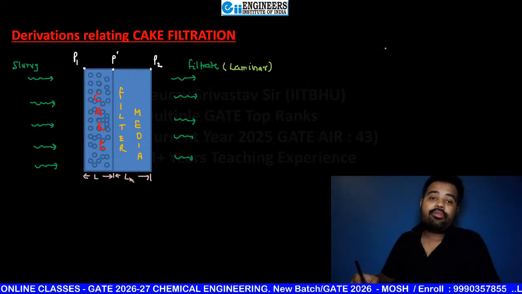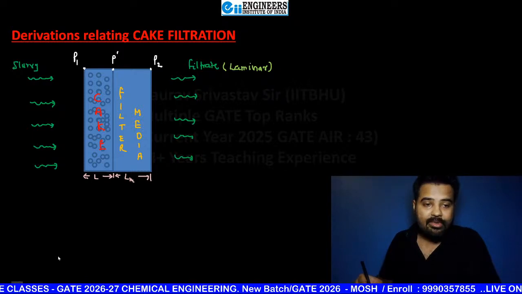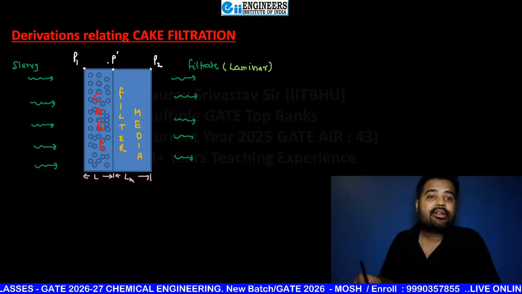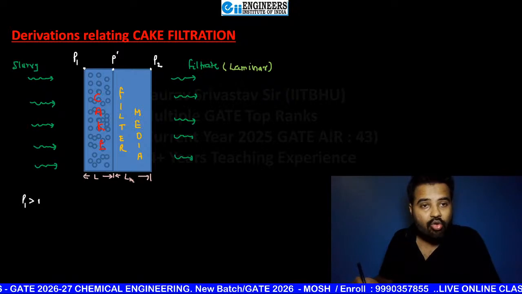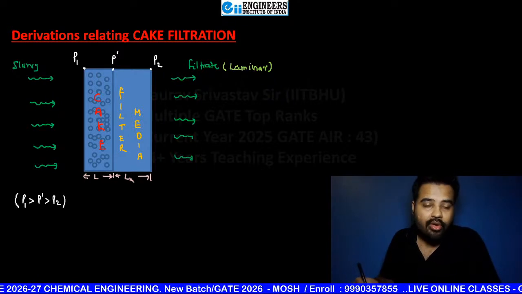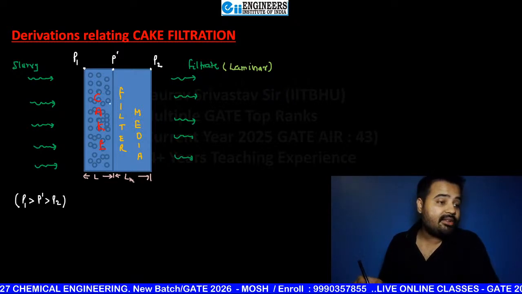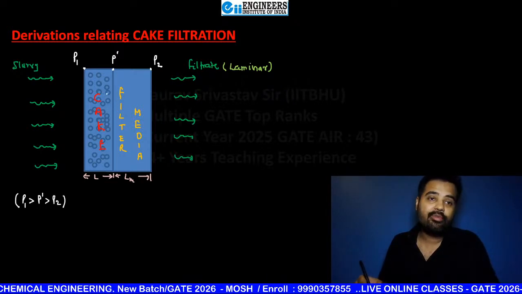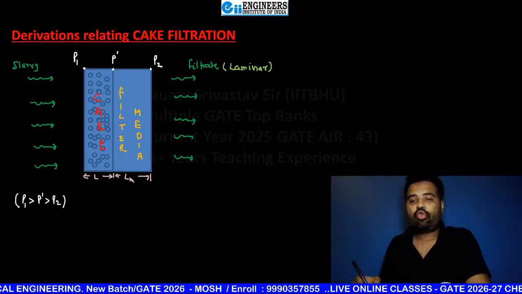Are you getting my words, beta? समझ में आया कि नहीं आया? Are you getting what I want to say? P1 is more than P dash, which is more than P2, because restrictions are there, losses are there. Yes, Yan Mukherjee, very good beta. So P1 is more. Very good, fantastic, mind blowing, super.